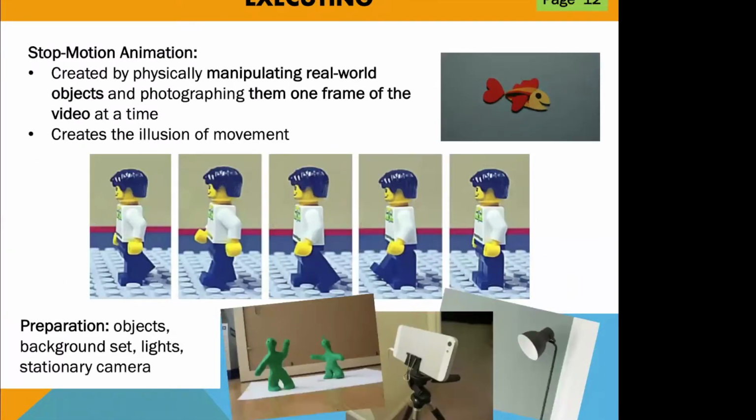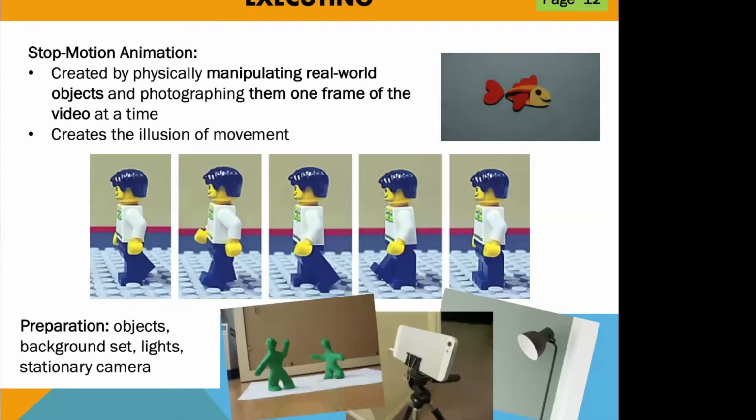Okay, so next we'll talk about stop motion animation. This describes animation created by physically manipulating real-world objects and photographing them one frame of the video at a time to create the illusion of movement. The objects that you choose to film or take pictures of might be made out of clay, Legos, paper cutouts, or puppets. What you basically have to do is take a picture of them with each movement you have them make, and when you string your pictures together, in the end, it'll look like you captured a video of your object moving. And for stop motion animation, all you need to prepare is the objects you'll be filming, the background set, lights, and a camera.